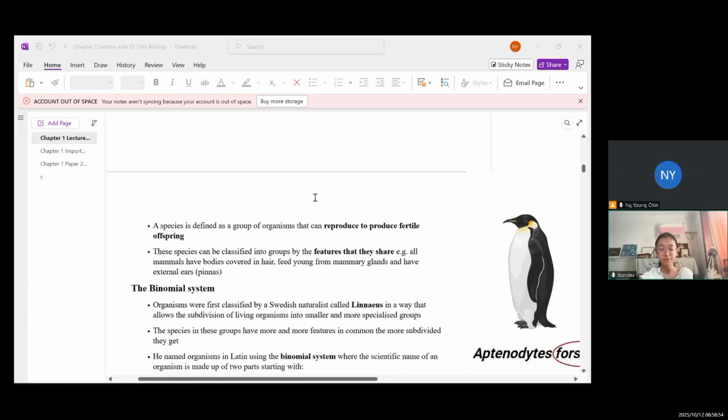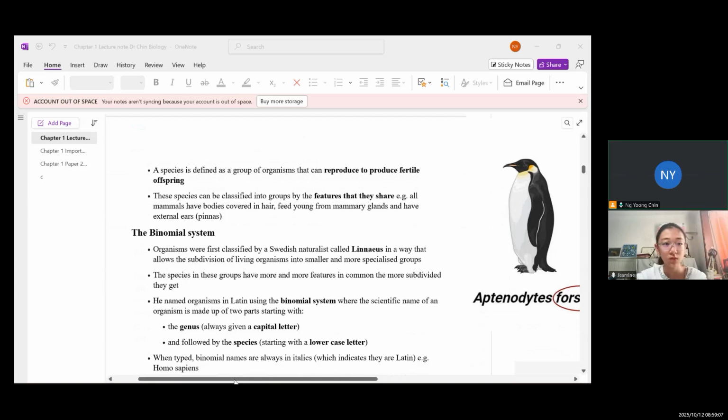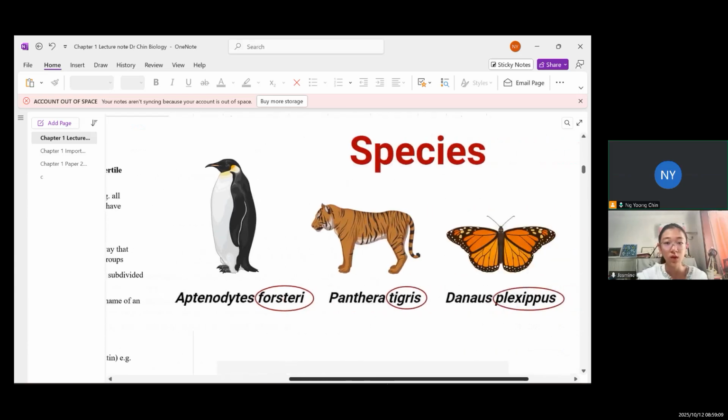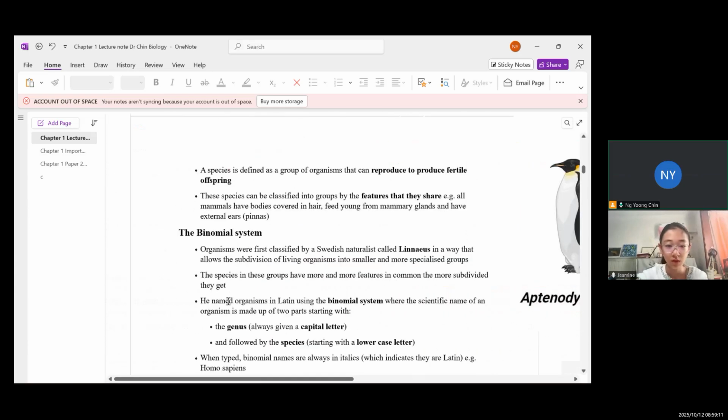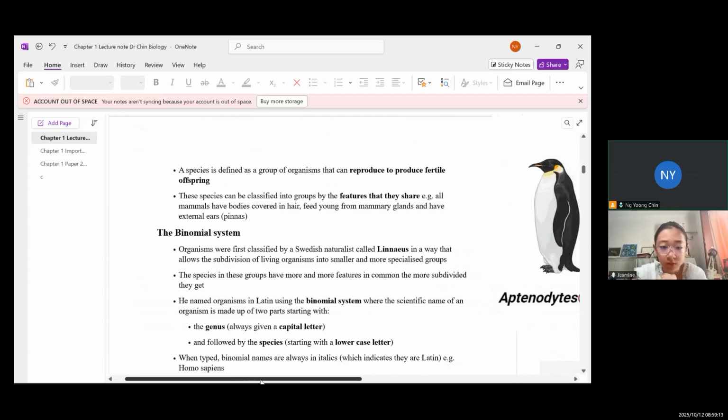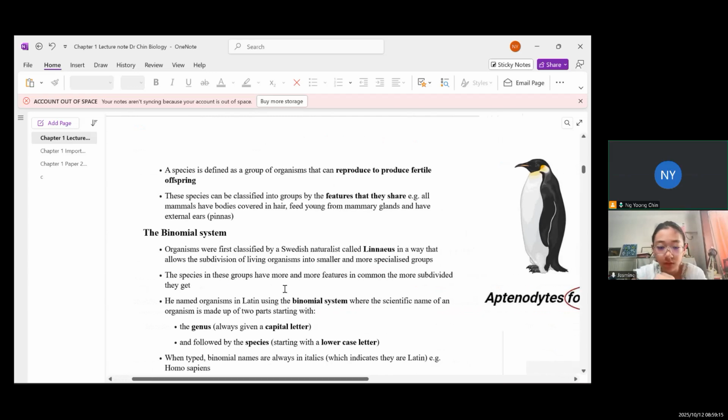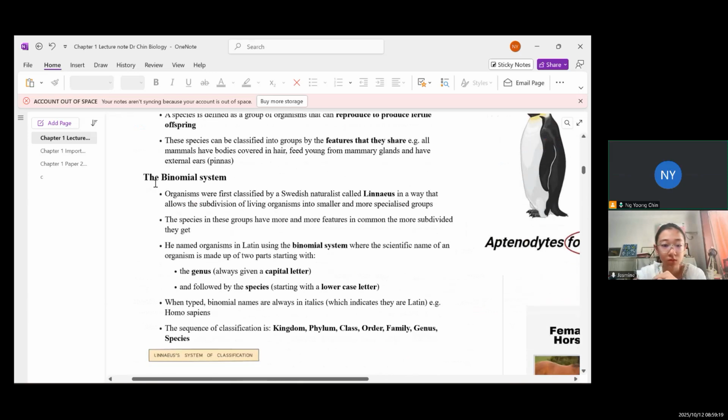into groups. Okay, so what's meant by species? A species is defined as a group of organisms that can reproduce to produce fertile offspring. So you can have a look at this. We can look at the species by judging their species name. For example, scientists have this one. We call it the binomial system.